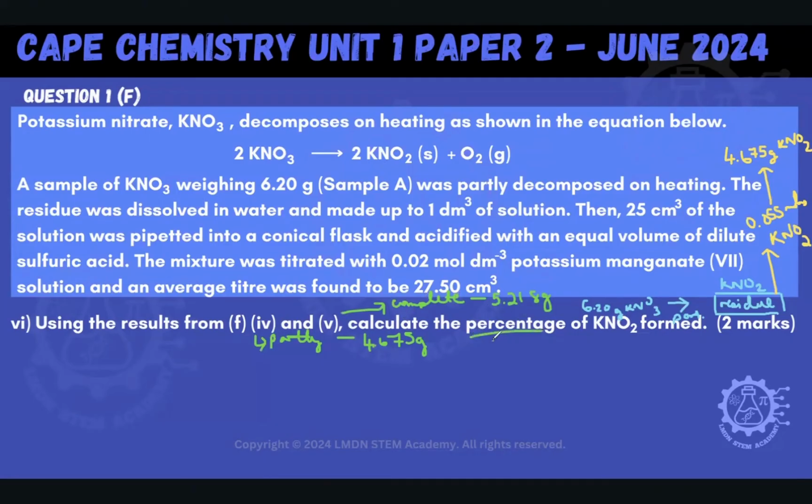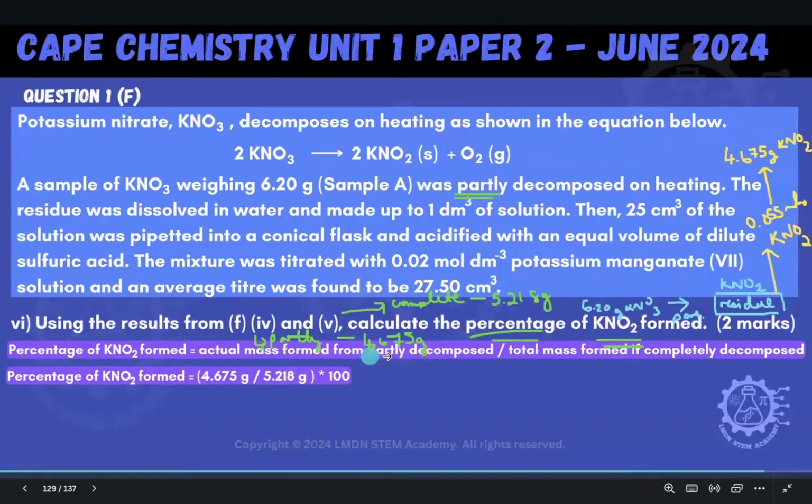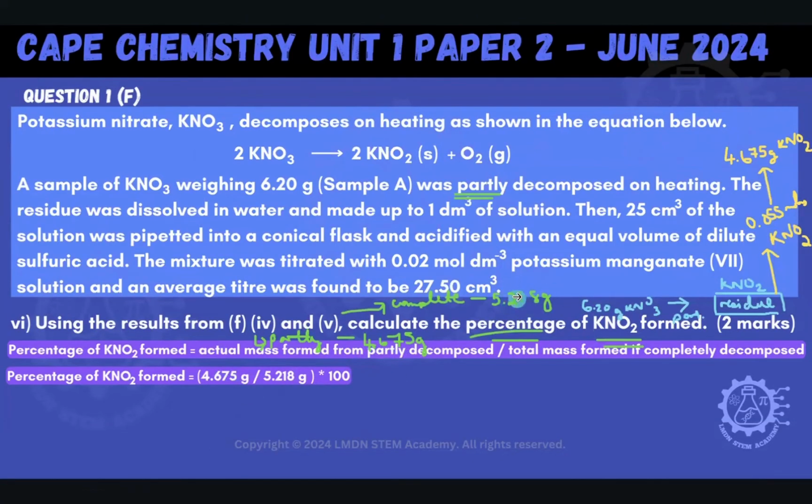So we're being asked to calculate the percentage of KNO2 formed. That percentage is: how much could you have gotten if it went all the way, and what fraction of that did you actually get in the partial decomposition case? This is the formula we would use, a percentage of all that's possible. The percentage of KNO2 formed is equal to the actual mass formed from the partly decomposed sample, divided by the total mass formed if completely decomposed. So we put the 4.675 grams over the 5.218 grams and multiply that by 100.